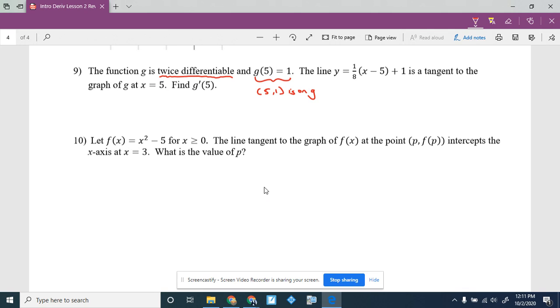Then it says the line, it's in point slope form here. y equals 1/8 (x minus 5) plus 1, kind of like in point slope form. We move the y1 over. It is tangent to the graph of g at x equals 5. So, again, I don't know what g looks like. So here is g, something like that. And at x equals 5, I happen to know this point here was (5, 1). And then they're telling me that this line right here is going to be the tangent. So y equals 1/8 (x minus 5) plus 1.